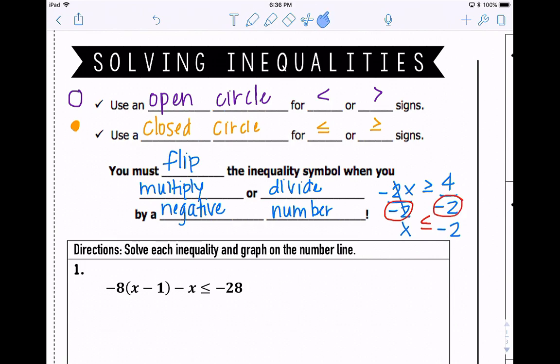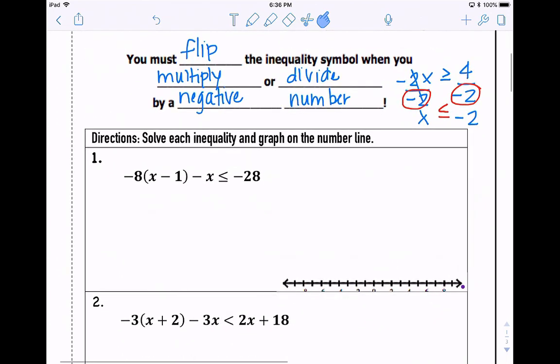All right, so let's look at some other examples. So starting with number 1, we immediately have some distribution. So you got to remember first steps of solving. So we're going to distribute first. So we distribute negative 8 to the x, so that's going to be negative 8x. Then we distribute negative 8 to negative 1, so a negative times a negative gives us a positive 8. We stop distributing because our parentheses ends, and then we have minus x is less than or equal to negative 28. Our steps in solving next is combine like terms on each side.